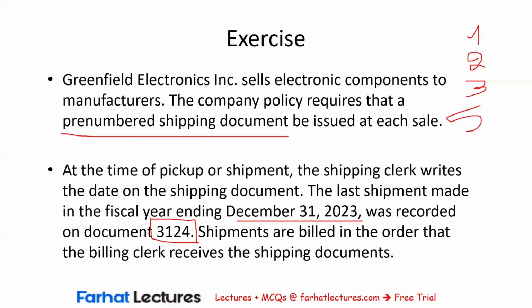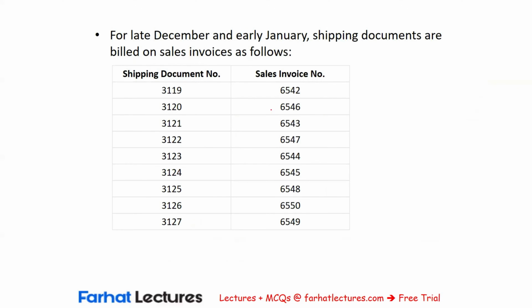Shipments are billed in the order that the billing clerk receives the shipping documents. For late December and early January, shipping documents are billed on sales invoices as follows. Here we are provided with the shipping document number and the related sales invoice number. As you notice here, the shipping documents are sequentially pre-numbered. But if we look at the sales invoices, they are not sequentially pre-numbered, which is not helpful with controlling the issuance of sales invoices. They should be sequentially pre-numbered.